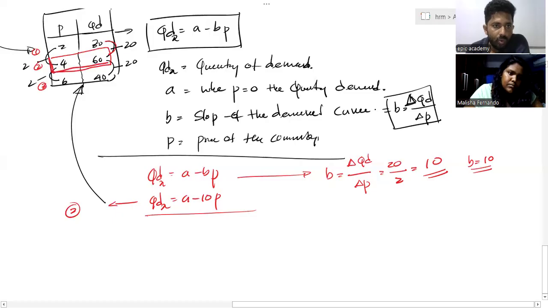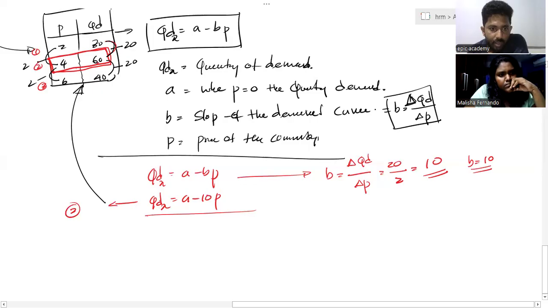Price equal to 4, QD equal to 60. According to your choice, you can choose any option. There's no wrong choice, nothing to hesitate about. You can choose anything. Okay, I'm going to choose this one. So in this position, the quantity demanded is equal to 60.